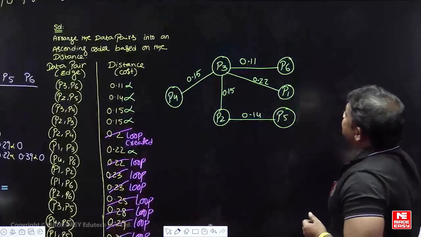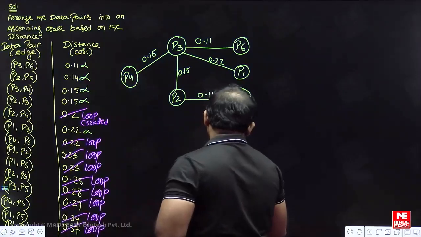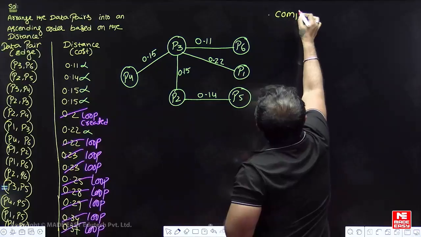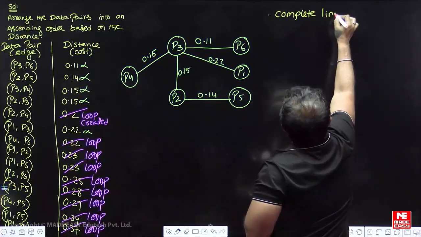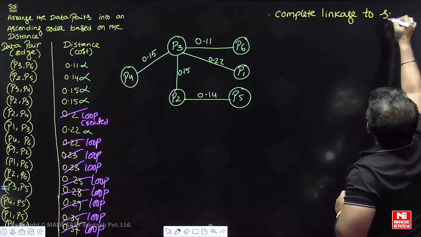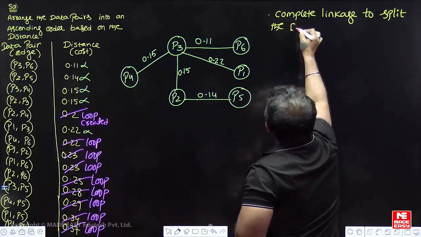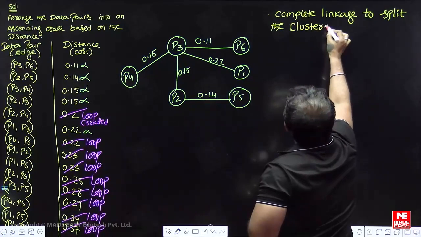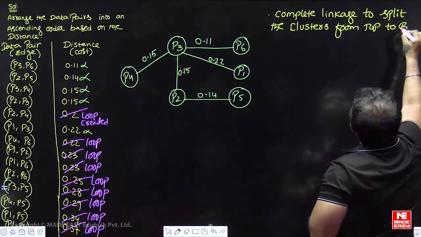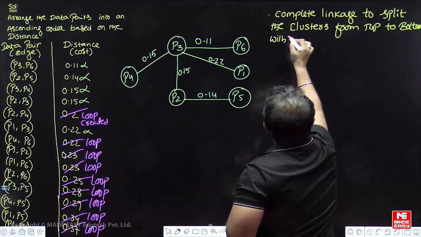Now we are going to apply the complete linkage process to form the clusters. Complete linkage is used to split the clusters from top to bottom with more dissimilarity.